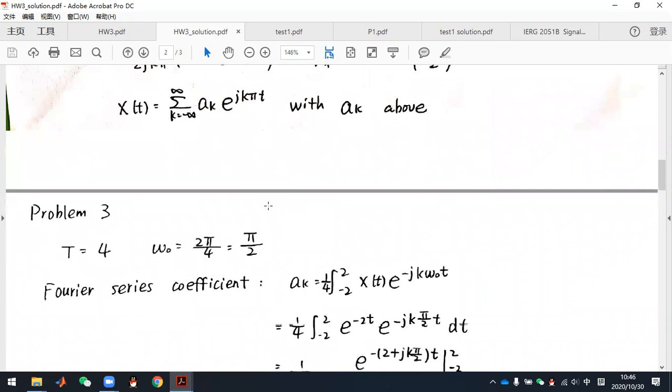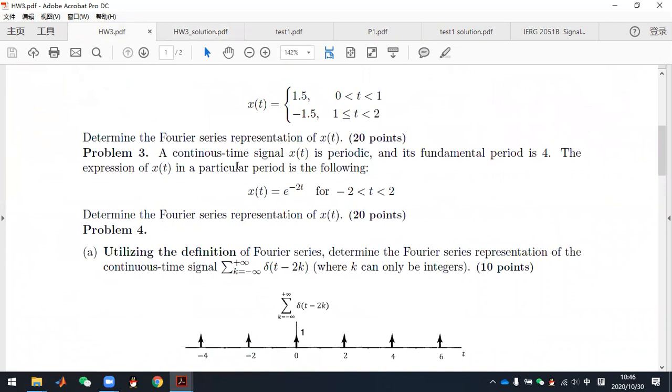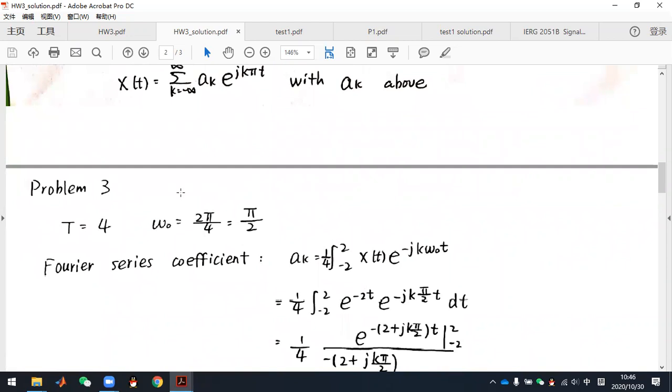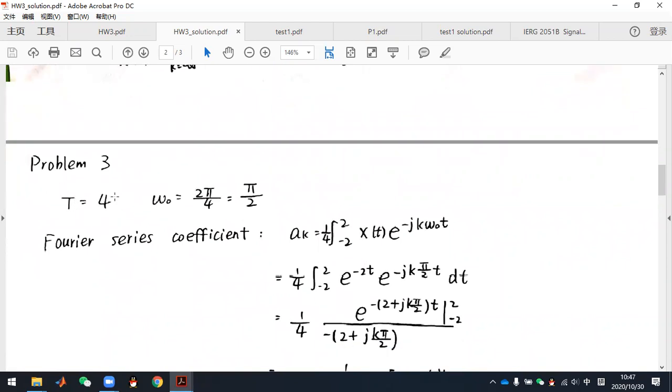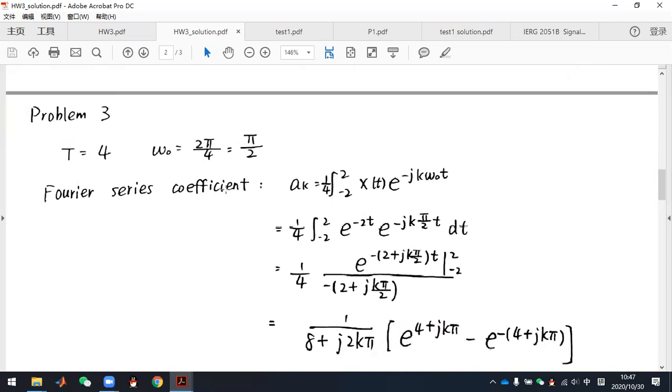Then for problem three, the same problem also calculates the Fourier series representation of x of t. This problem is very similar to one problem in the last tutorial. First, we calculate the fundamental period. It is 4, and the fundamental frequency is pi over 2. Then the Fourier series coefficient.